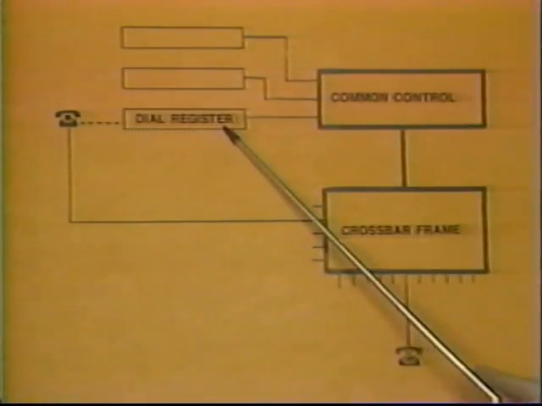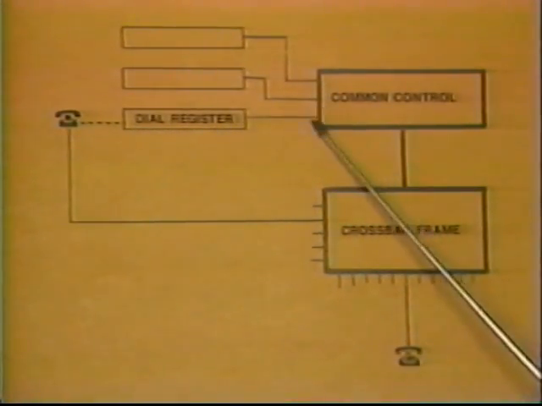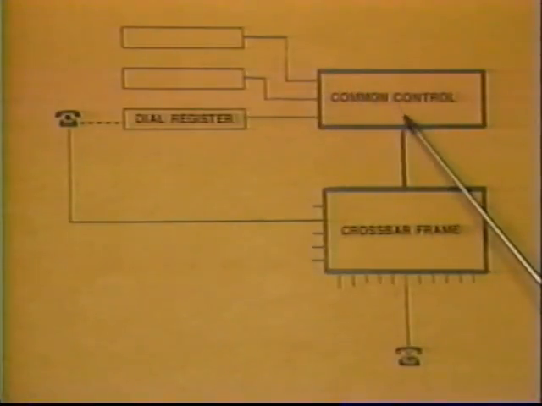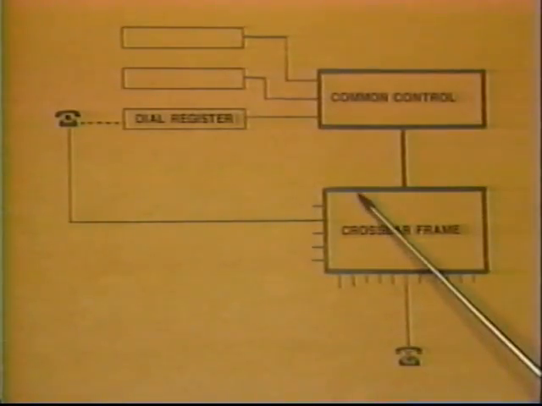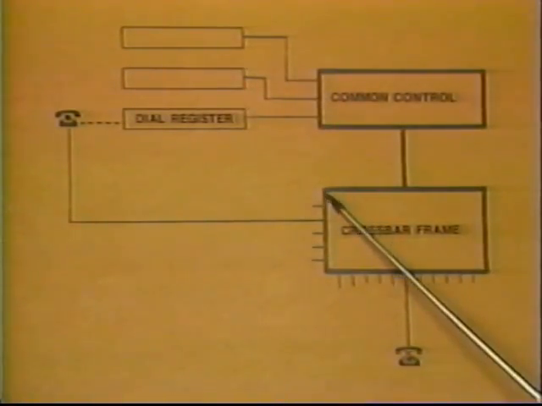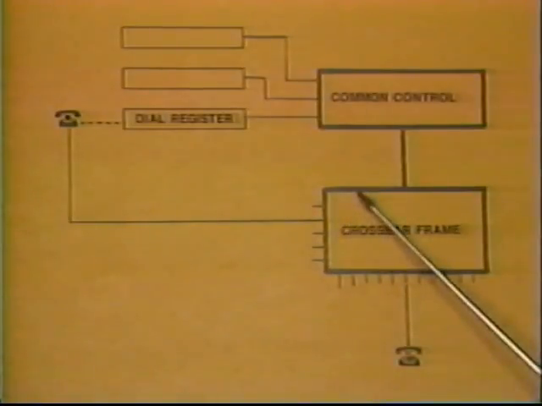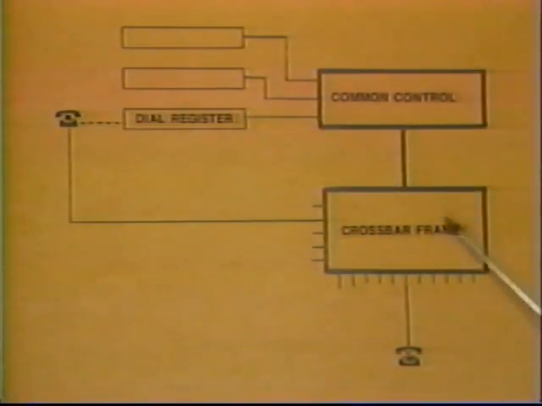As soon as all the digits are in the register, the common control looks at the number, then goes down and sets up the connection through what's called a crossbar frame. Now, the way the crossbar frame is arranged, it can allow multiple calls to be set up in vertical rows through one frame, so that unlike the stepper switch where we have one call per switch, in the crossbar frame we can have multiple calls. Let's look at a crossbar system in action.